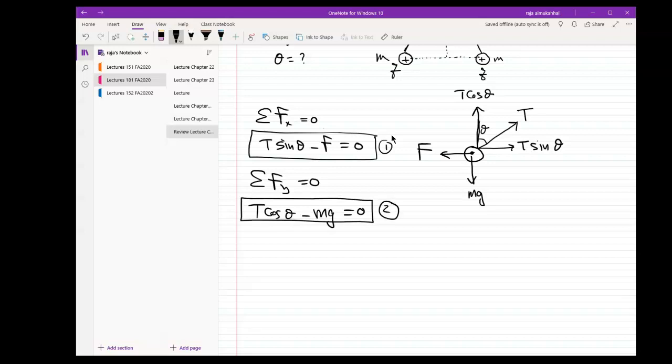Call that equation 2. Of course, I'm not interested in the tension, so I want to eliminate it from both of them. So I look at equation 2. I can solve for T to eliminate it, basically plug it back into equation 1. So T in this case is going to be mg over cosine theta. And then take that and plug it back into 1. And that will give me mg tan theta minus F equals 0. Is that okay so far?